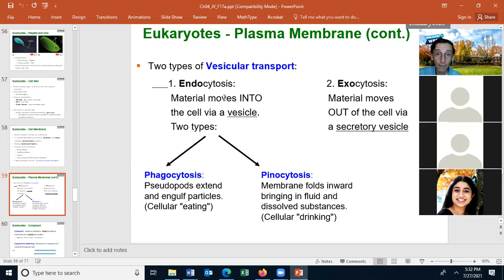You can also have vesicular transport by exocytosis, where a vesicle brings the contents of the cell up to the cell membrane, and then the membrane of the vesicle fuses to the cell membrane, and then the material is just released outside of the cell by the secretory vesicle. Any question about any of that?